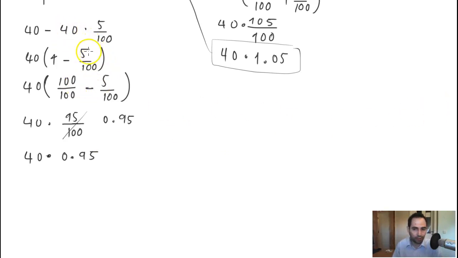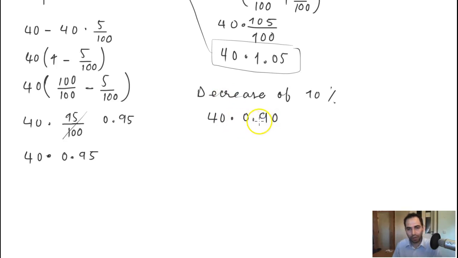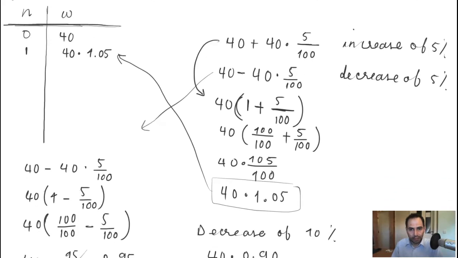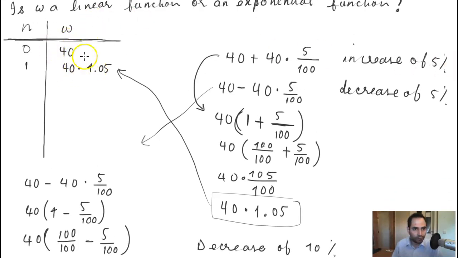If it was a decrease of, let's say, 10% of 40, it would be 40 times 100 minus 10, which would be 90, so 90%. And that's basically how you do all of those things. So here we learned that if you increase 40 by 5%, you will get 40 times 1.05. Do not forget the 1 part. And then let me erase all this.